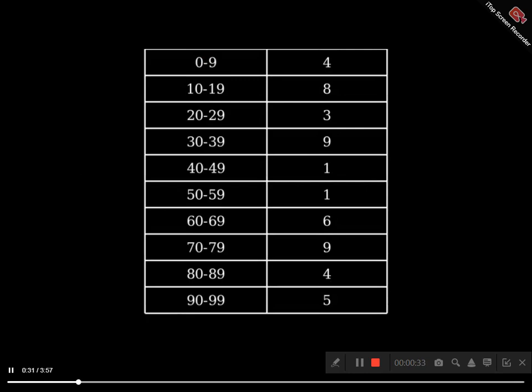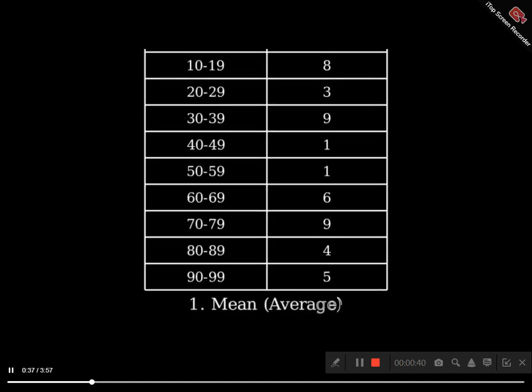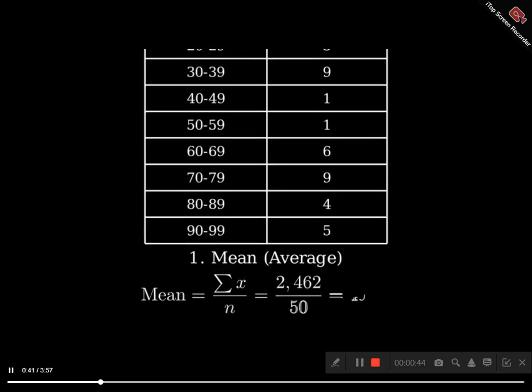Now, let's calculate three measures of central tendency: the mean, median, and mode. For the mean, we sum all values and divide by the number of students. The sum of all grades is 2,462, and we have 50 students. So the mean is 49.24.